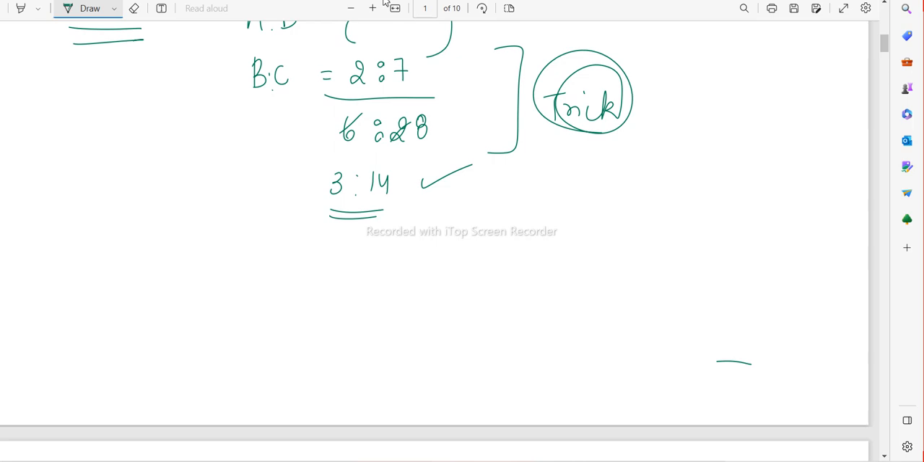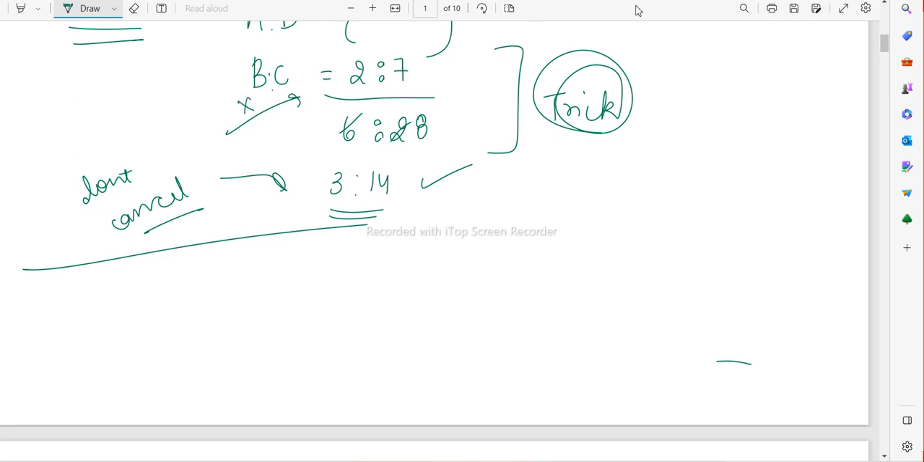Okay, so if we cancel this out, cancelling the middle is not going to be working. Okay, don't cancel. You can cancel afterwards, but not at this step. Okay, not at this step.